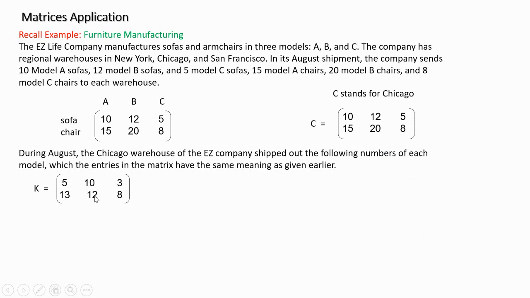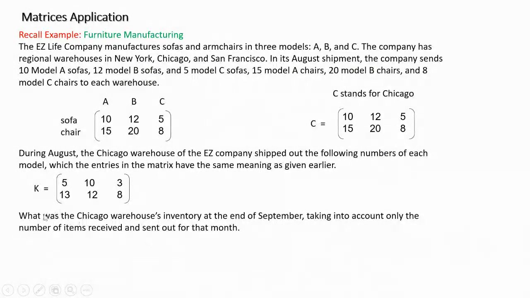Then we have 13 for the chairs for Model A, 12 for Model B, and 8 for Model C. So how can we express that or show that in matrix form? What was the Chicago's warehouse inventory at the end of September? Take into account only the number of items received and sent out for the month. So these were received, and C was received for the Chicago, and K was shipped out. So what was the inventory afterwards? So we're going to do C minus K.